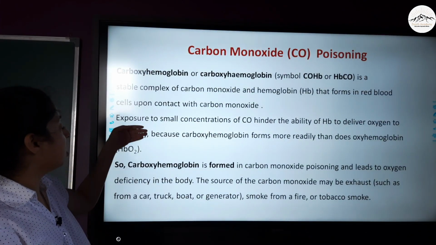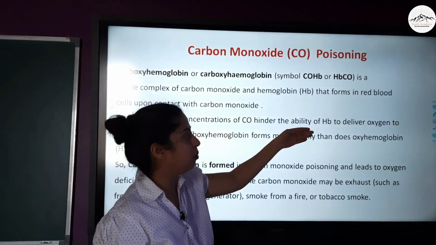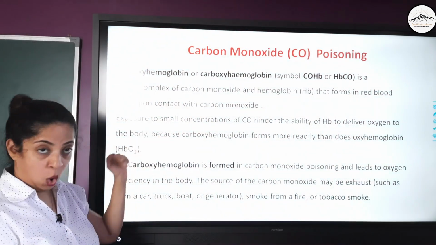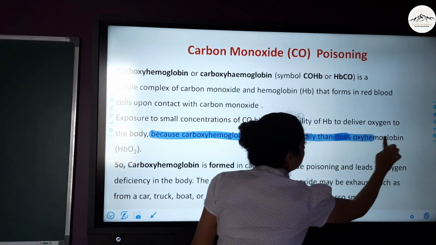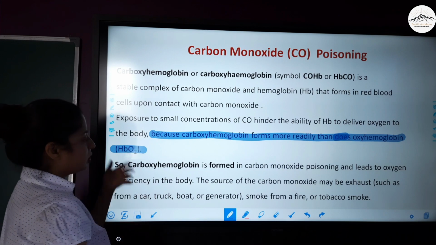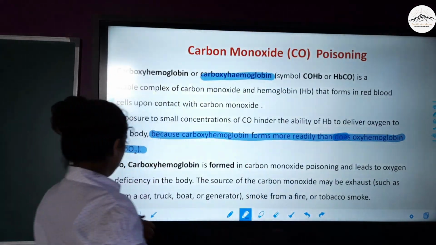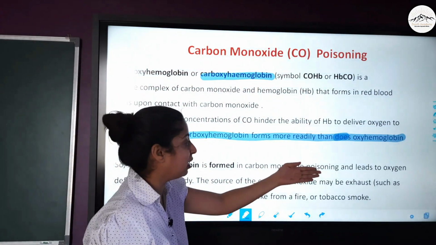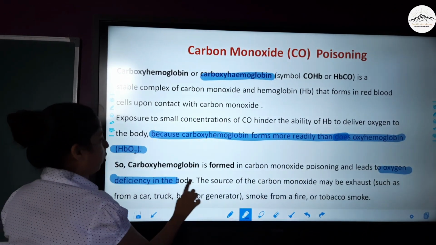So let us revise. Exposure to a small concentration of carbon monoxide hinders the availability of hemoglobin to deliver oxygen to the body, because carboxyhemoglobin forms more readily than does oxyhemoglobin, right? So oxyhemoglobin is formed later, whereas carboxyhemoglobin is formed first. So carboxyhemoglobin is formed in carbon monoxide poisoning and it leads to oxygen deficiency in the body.